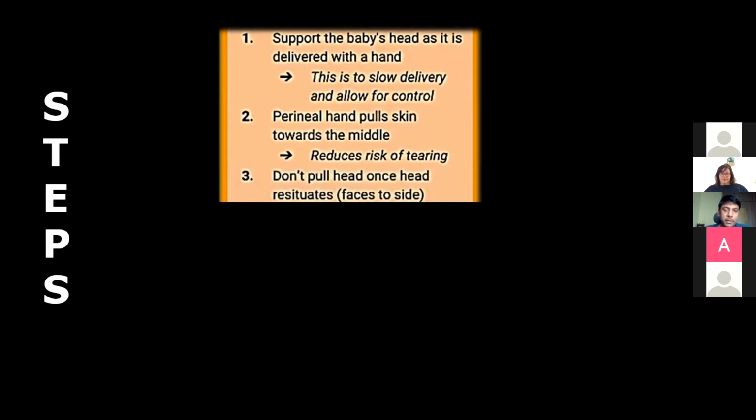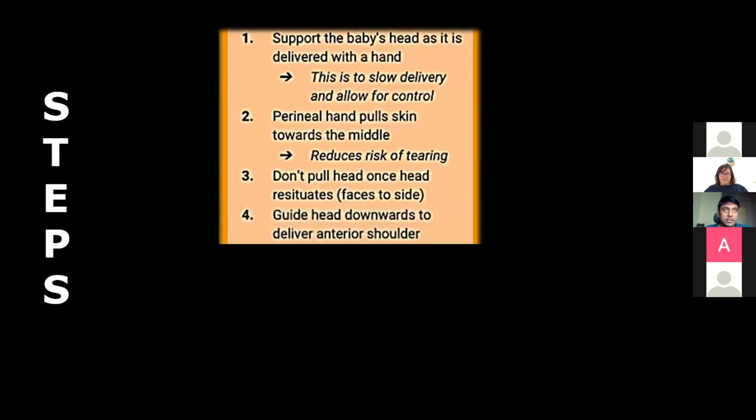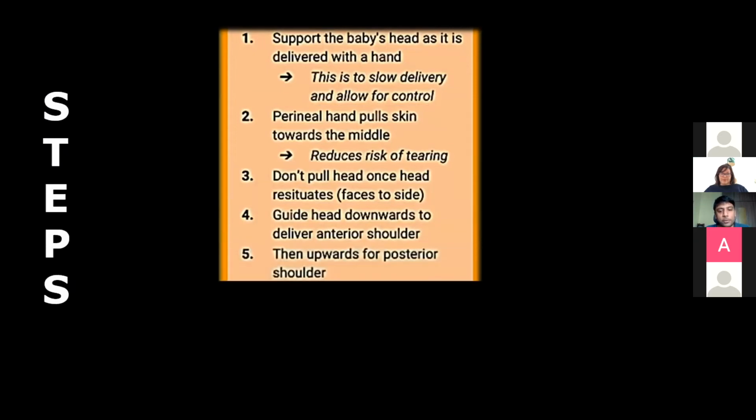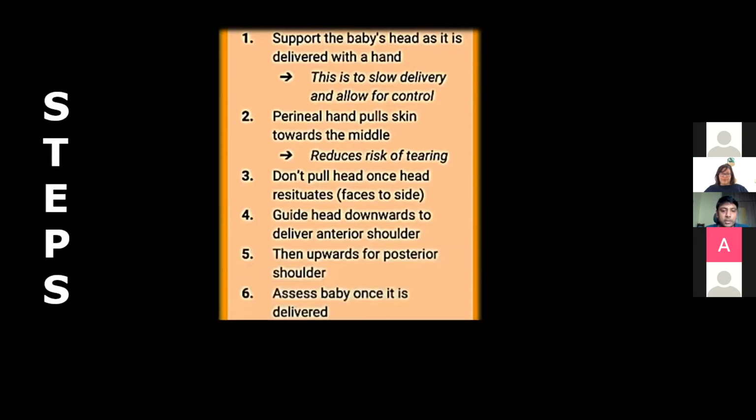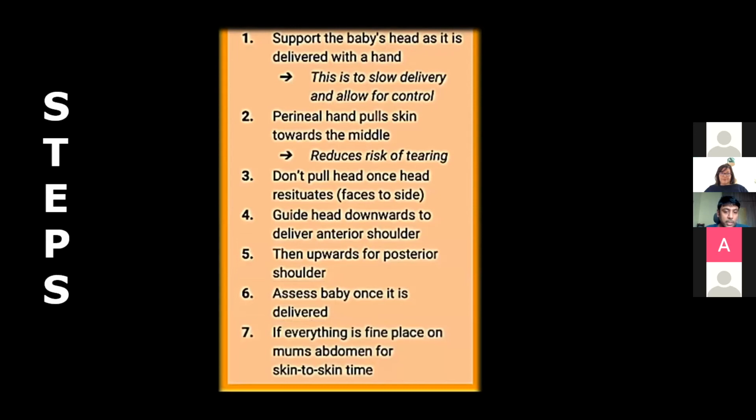So ideally, when the head comes out, do not try to pull it out, just let it slide out. And once the head slides out, guide it downwards for the anterior shoulder to come out, and then upwards for the posterior shoulder. Once the child is being delivered, the shoulder is the most impinging part. Once it comes out, then assess the baby if it's delivered, if it's all okay. Place the child on the mom's abdomen for skin to skin contact.